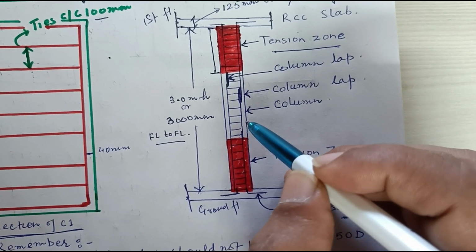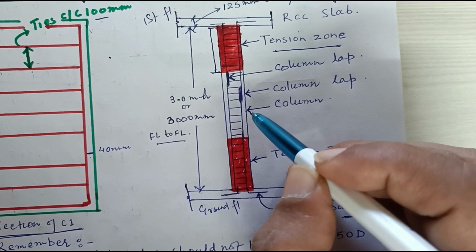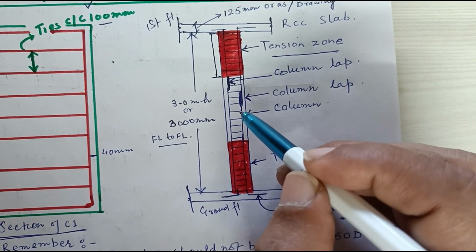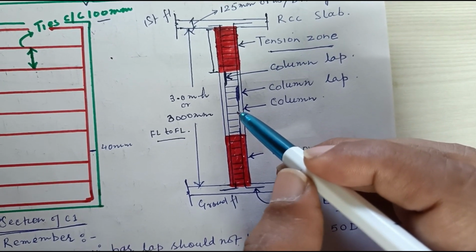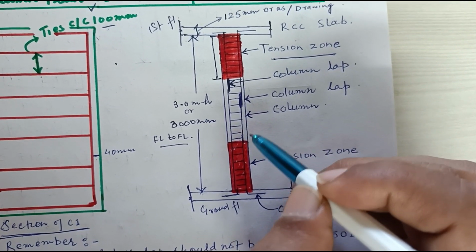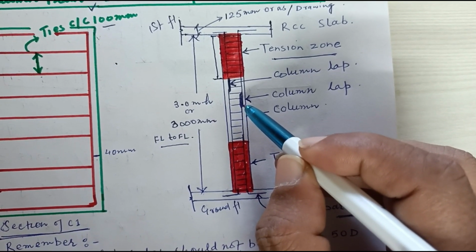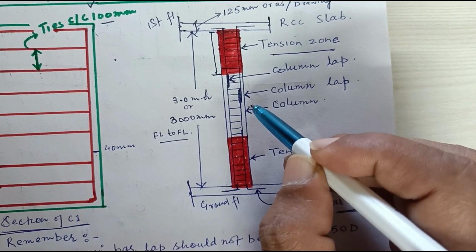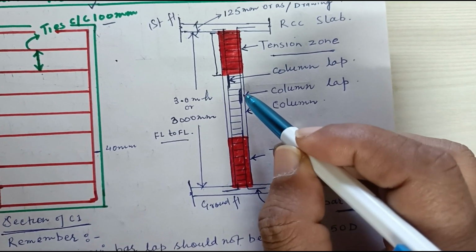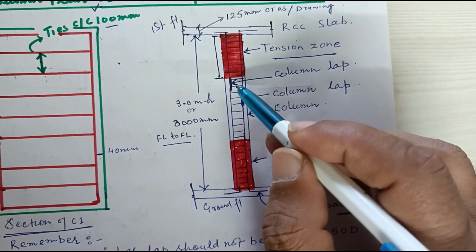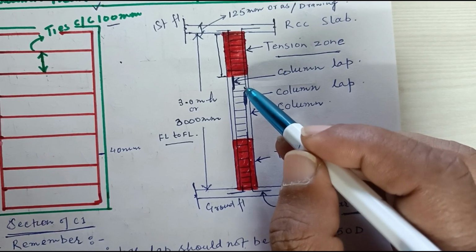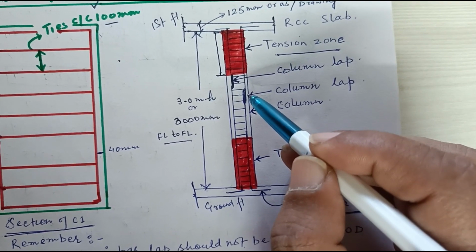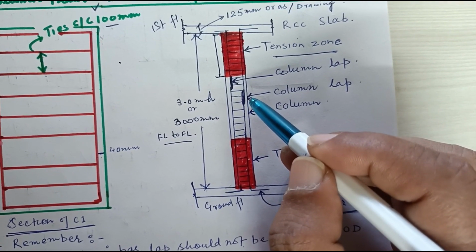For 16 mm dia bar we have to keep 50D, and for 12 mm dia bar also we have to keep 50D. D is the dia of the bar, so here it should be 16 into 50, 16 fives are 80, it should be 800 long lap and should be alternate. As per design, as per civil engineering standard, lap shall be alternate.